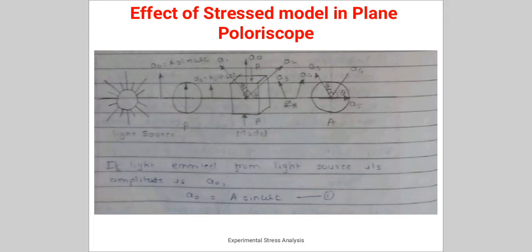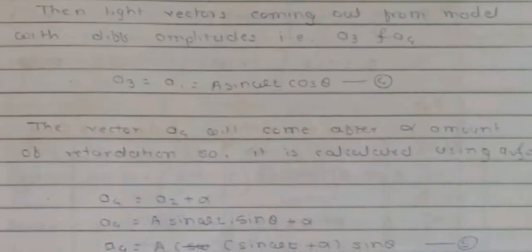Now the light source enters into the photoelastic model with the amplitude A0. If you go through the detailed derivation, A1 is equal to A0 into sin omega t. A0 we have already calculated, that is A into sin omega t. Then I have to calculate the value of A1.